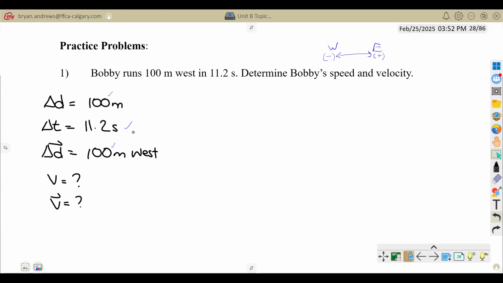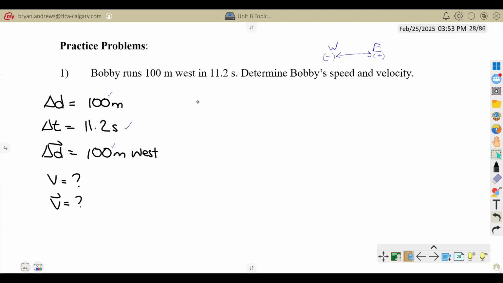So what I would like you to do is just take a moment and write down the formula for speed and fill in the variables. So pause the video here, see what you can come up with an answer for speed, and then maybe do velocity after, and then unpause, and we'll go from there. I want you to pause now. Like seriously, just pause.